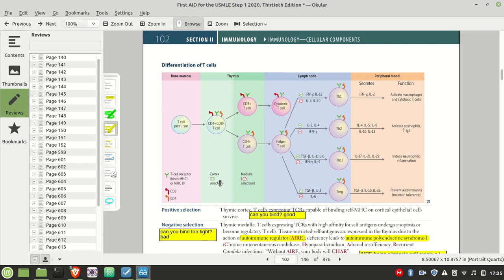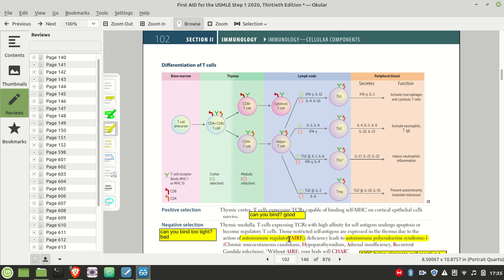If the cell then goes into the medulla, the more inner part, so as you progress inwards, you go towards the medulla, that's where you have negative selection. Okay, how tightly do you bind to self-antigens? Oh, you bind really tight? Oh, that's no good. You get destroyed. Okay, well, what if you don't bind too hard? Oh, great, then you get to stay.